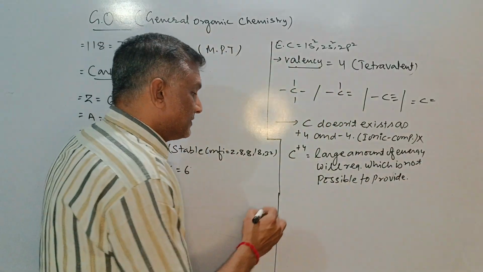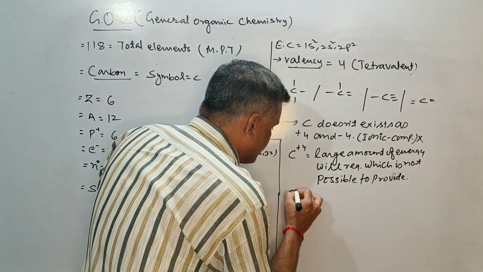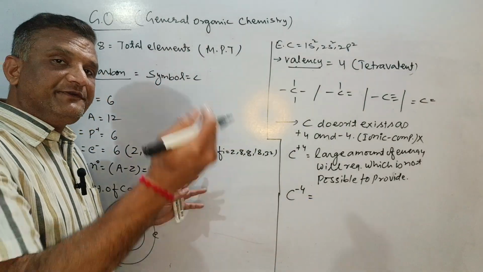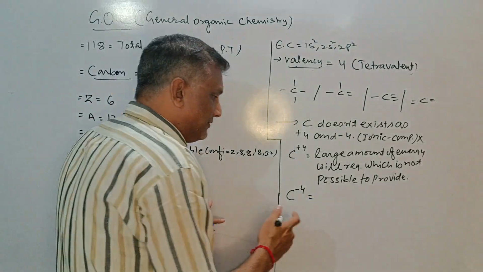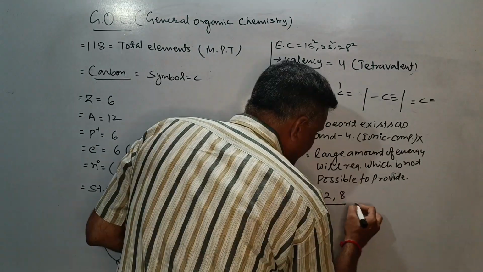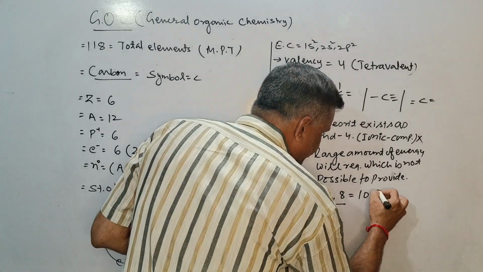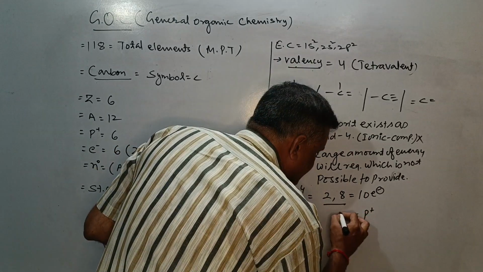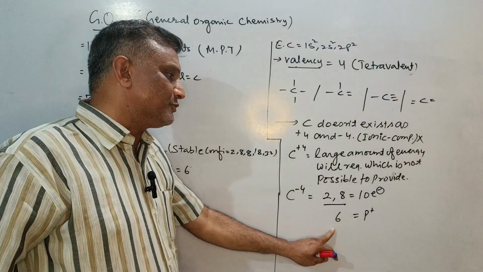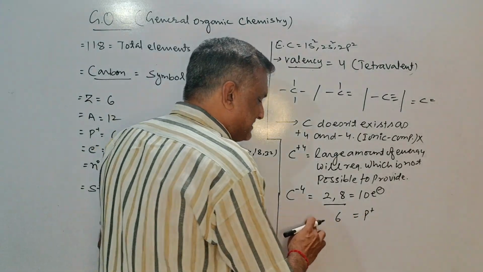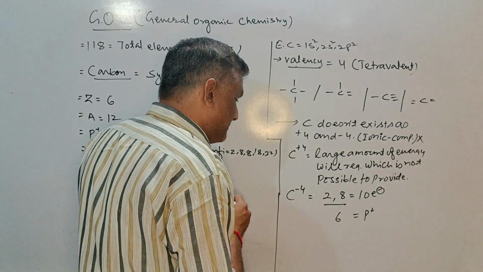Second is your C-4. For the -4, there should be a gain of 4 electrons. So now here it will be 2 and 8 electrons. Total will be 10 electrons. But protons are still 6. These 6 protons cannot hold the 10 electrons. That's why it doesn't exist in the -4 form also.